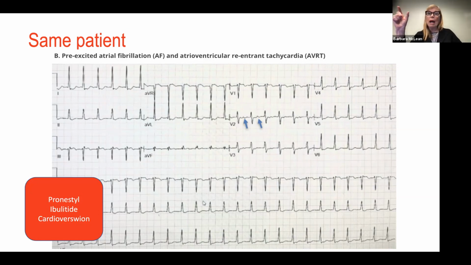These folks typically, because of the reentry, so what that means is they have a pathway that connects the atria to the ventricle. That pathway tends to be sodium channel responsive. So of course you'd have to have a cardiologist on board, but you're going to give sodium channel antagonists like procainamide or ibutilide. But remember, if the patient's unstable, you'll always do cardioversion.